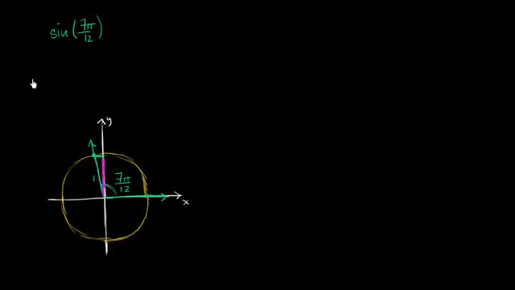And if you're like me, your first temptation might have been just to focus on this triangle right over here that I kind of drew for you. So the triangle looks like this, where this length right over here, sine of 7 pi over 12, is what you're trying to figure out. We know the length of the hypotenuse is 1. It's a radius of the unit circle. It's a right triangle right over there.